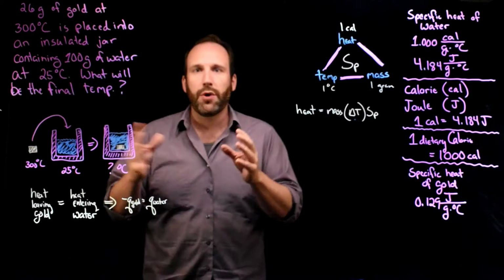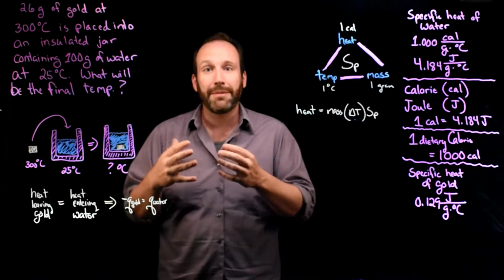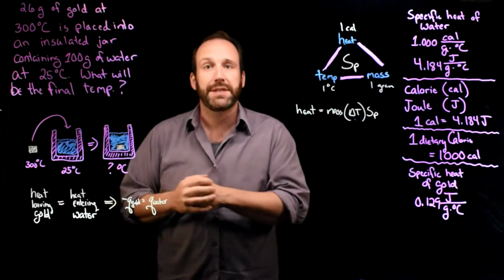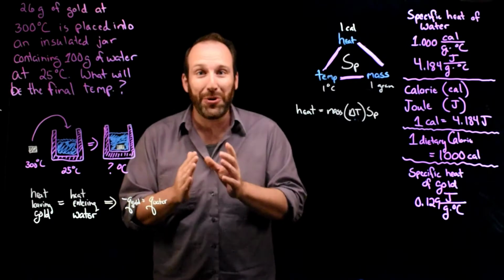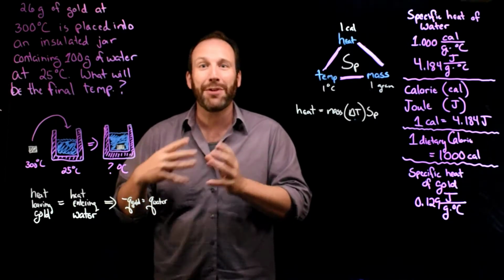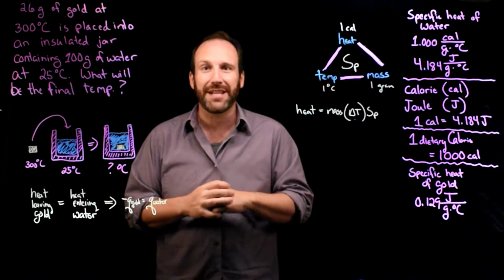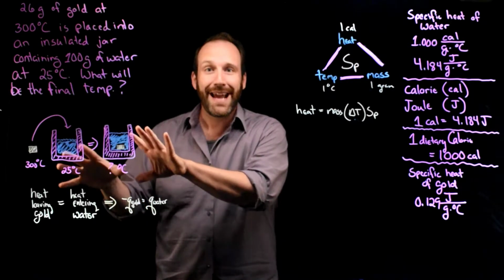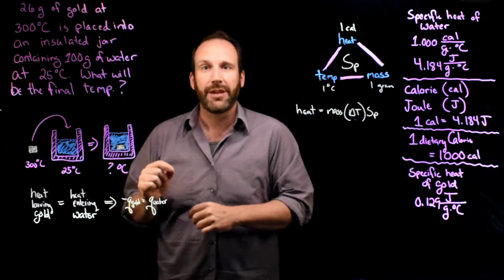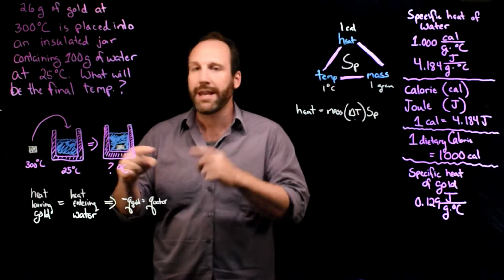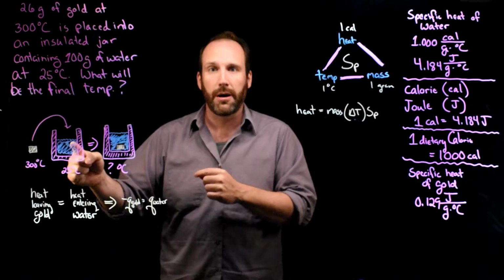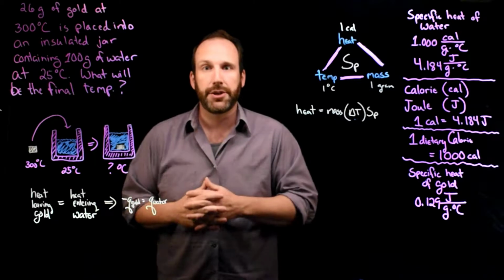So this is a really common problem that if you're taking a chemistry class, you might do in lab. Maybe not with gold and maybe not with a metal that's been heated up to 300 degrees, but some experiment like this. And so you need to be able to figure out, well, if I know the initial conditions of both the metal and the water, can I figure out what the final conditions are?